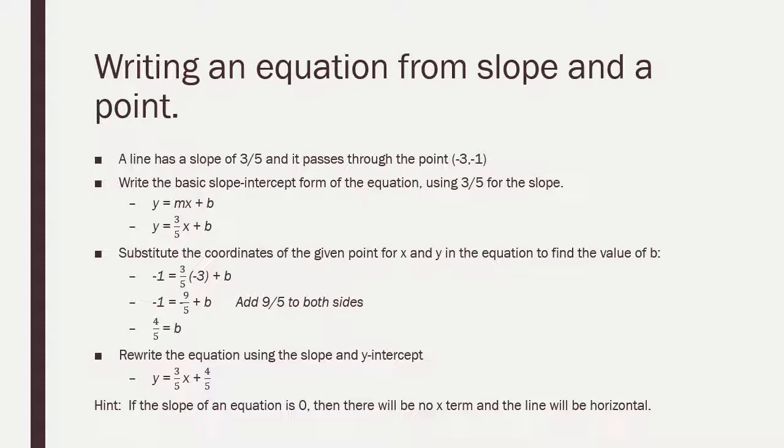Start out with what I call the skeleton equation, y equals mx plus b. Replace what you know. Slope is 3/5, so put that in as the coefficient of x. But you don't know b yet. They gave you a point, but it isn't the point of the y-intercept. So a little bit more calculation is required.